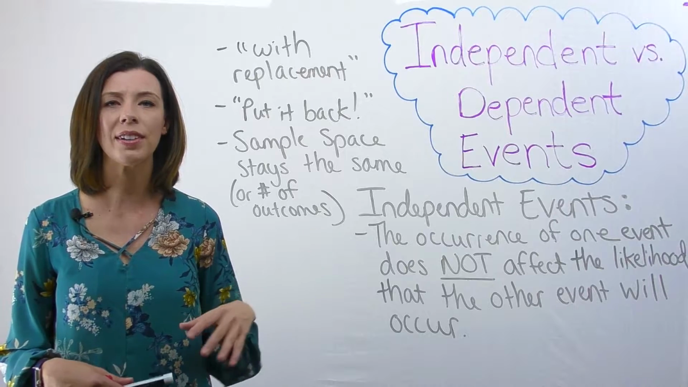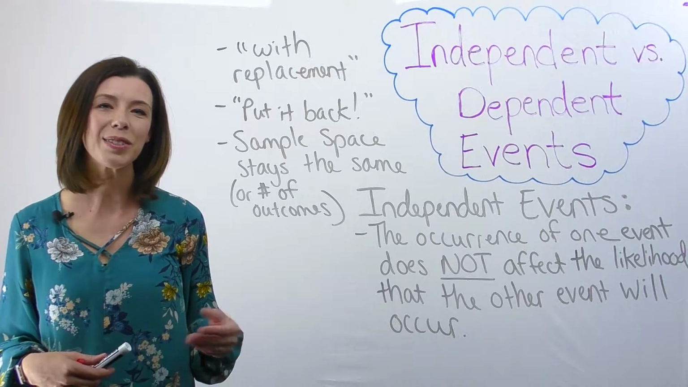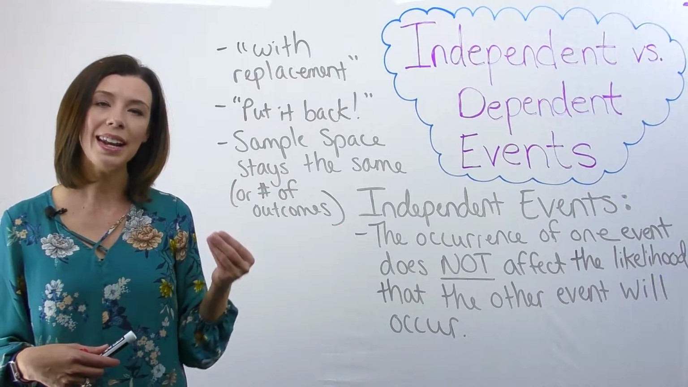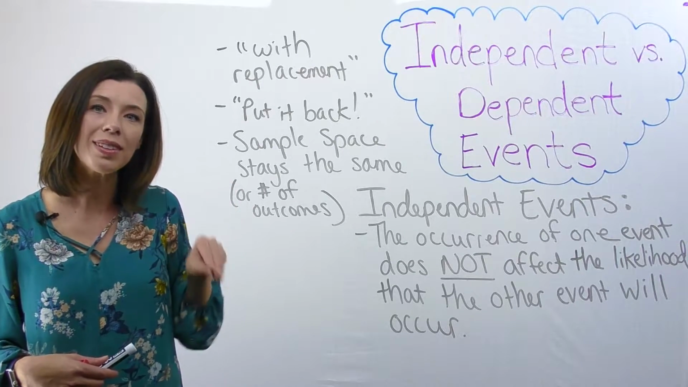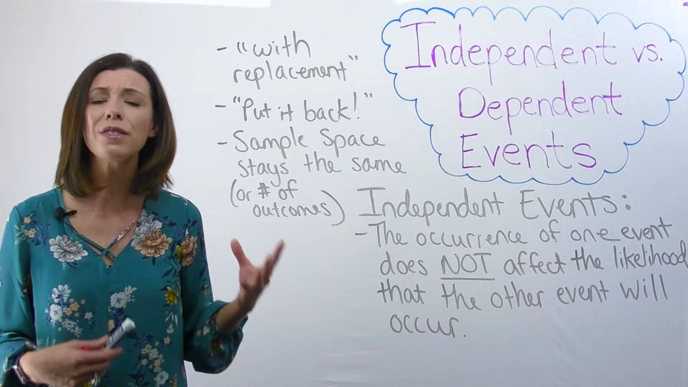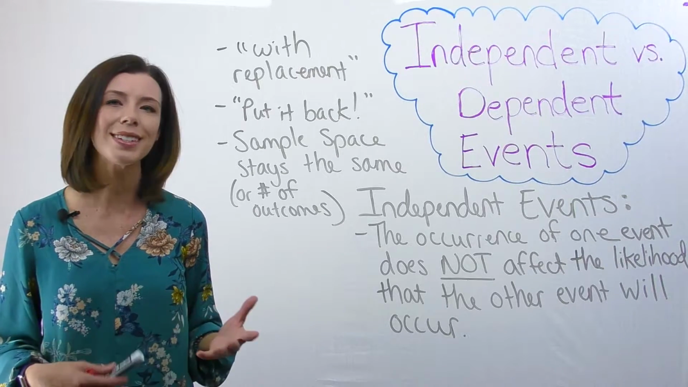Back to my card scenario. If I have 52 cards in my deck and I draw an ace, my sample space is 52 cards, right? When I put the card back, my sample space is still 52 cards. It doesn't change, it doesn't lessen any.